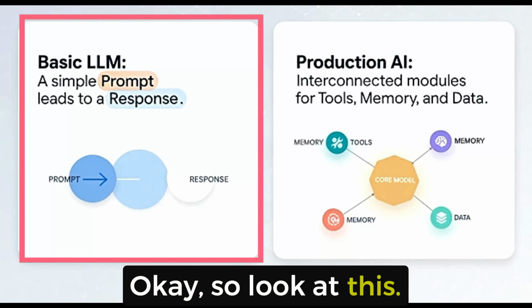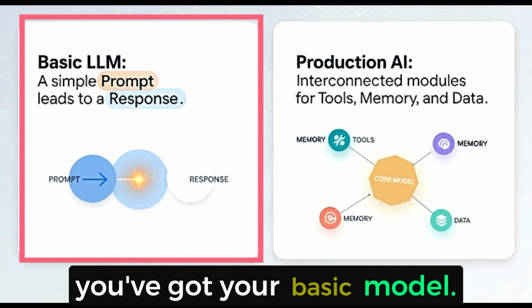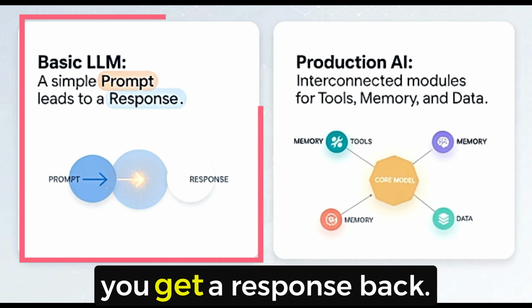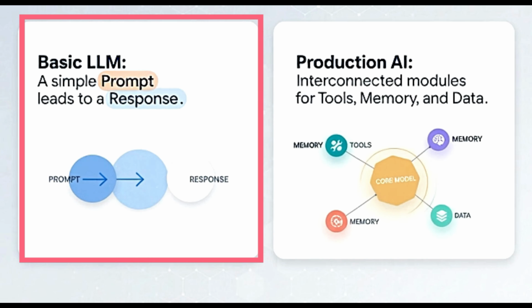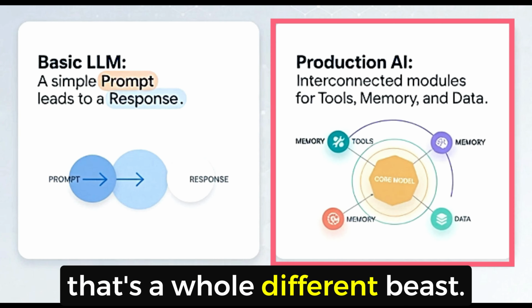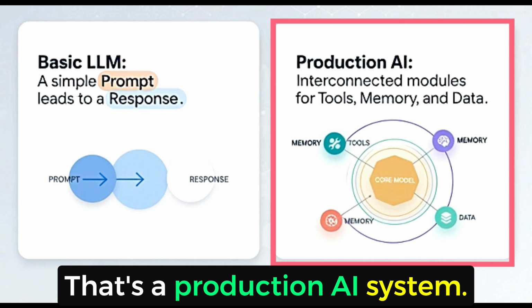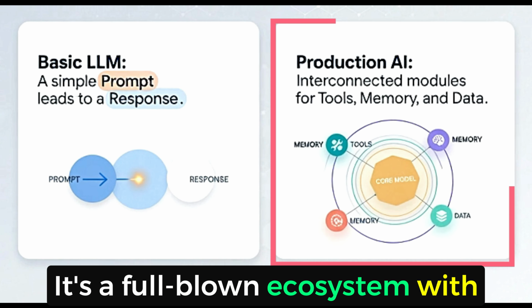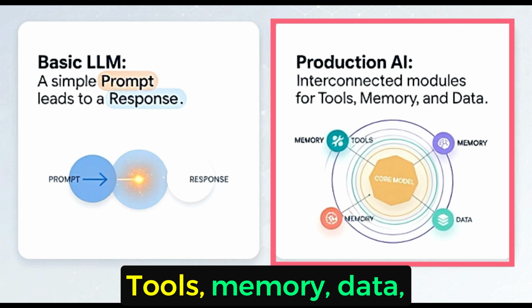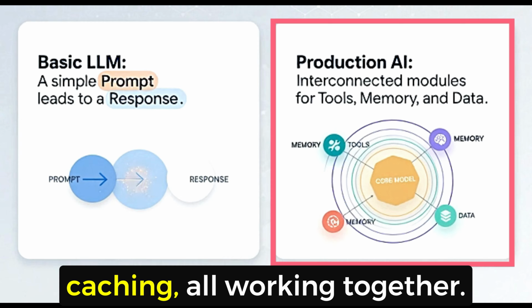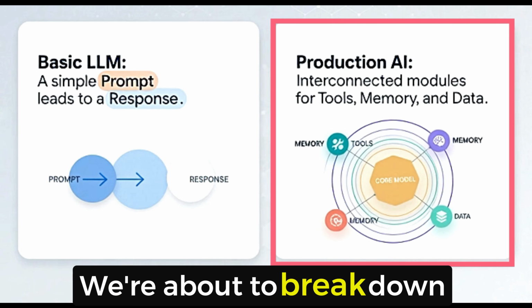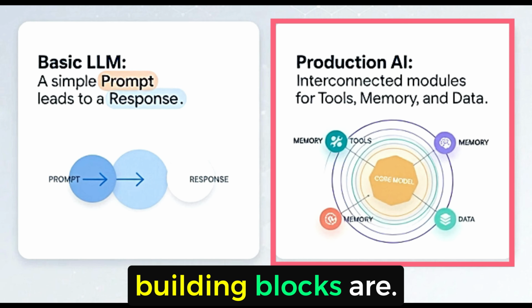Okay, so look at this. On the left, you've got your basic model. You type in a prompt, you get a response back. Super simple. But on the right, that's a whole different beast. That's a production AI system. It's a full-blown ecosystem with all these interconnected parts: tools, memory, data, caching, all working together. We're about to break down exactly what those crucial building blocks are.